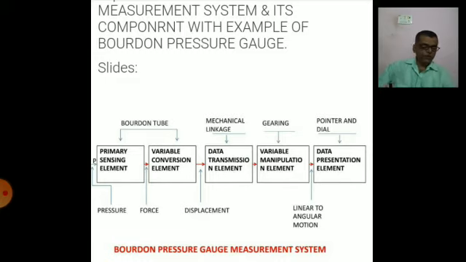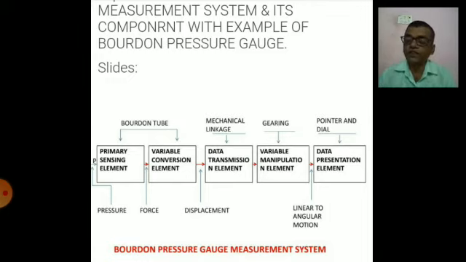Then the second element is the variable conversion element. What is the variable conversion element? For the instrument to perform its desired function, it may be necessary to convert the output from the transducer to some suitable form. In this case, displacement is the suitable form of signal. So you can say the Bourdon tube acts as a primary sensing element as well as a variable conversion element.